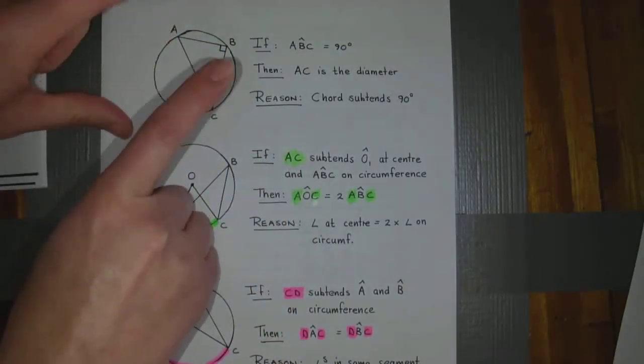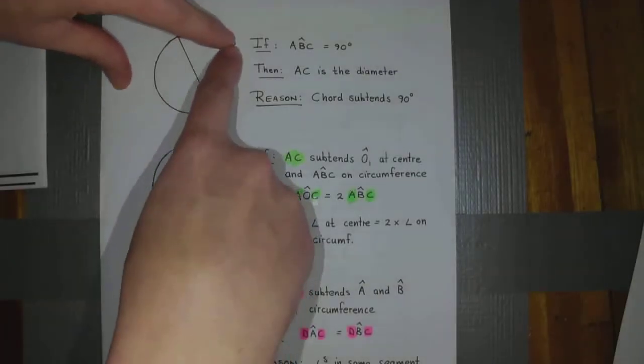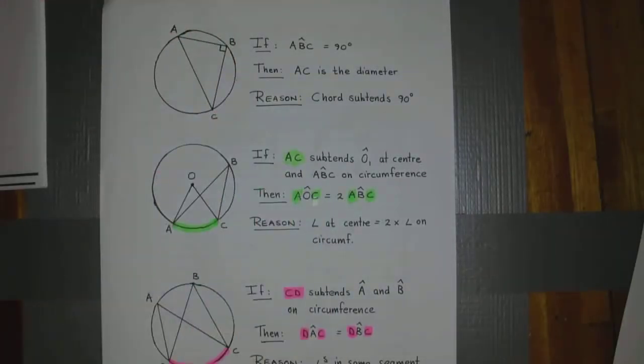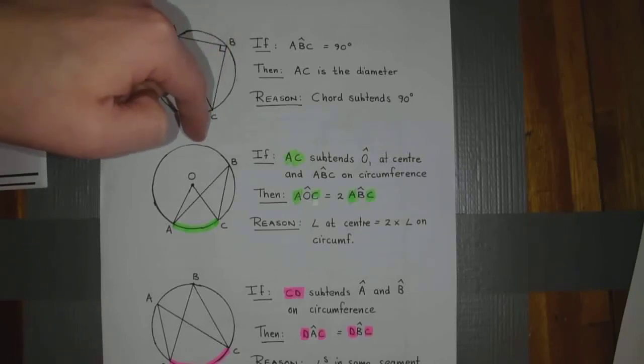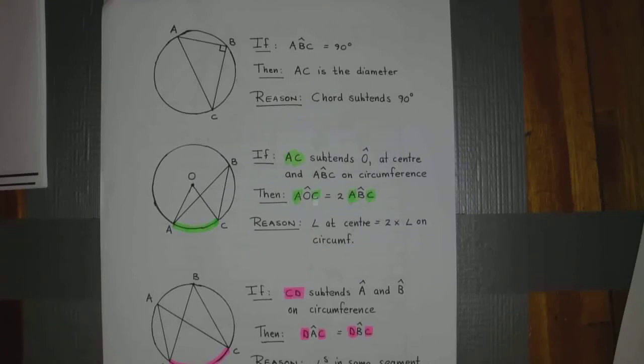AC subtends angle ABC. And you'll see the way we write it actually gives it away. When I describe this angle, what do I call it? I call it angle A to B to C. So because it's angle A to B to C, what subtends it? AC. Angle B is subtended by AC.